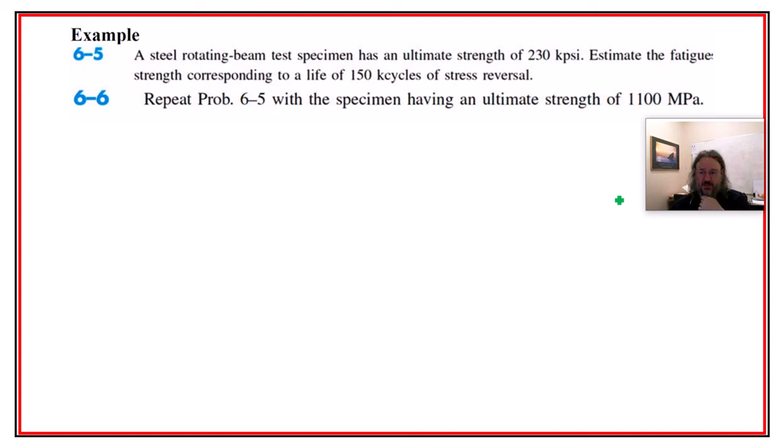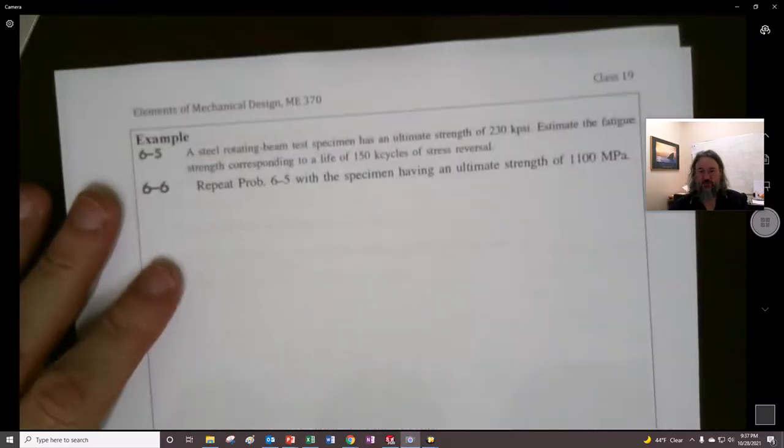Another example for class 19. This is example 2. We're going to actually do problem 6.6, even though it says 6.5, but 6.5 has the introduction to the thing. It says, this steel rotating beam test specimen has an ultimate strength of 230 KSI. Estimate the fatigue strength corresponding to a life of 150,000 cycles of stress reversal. But in problem 6.6, they say do the same thing and use 1,100. Wow. Okay, so that's the one we're actually going to do.